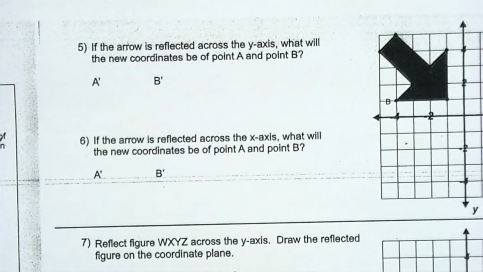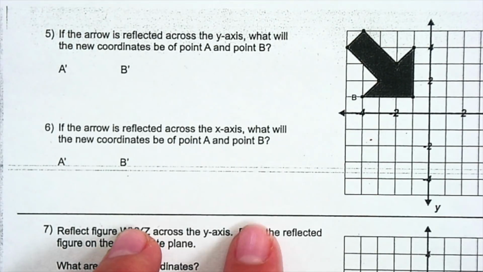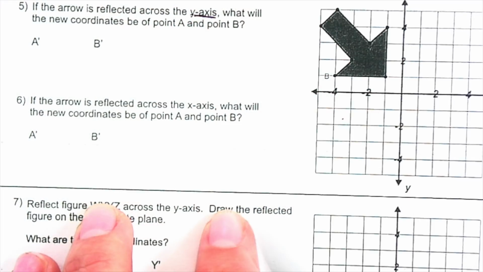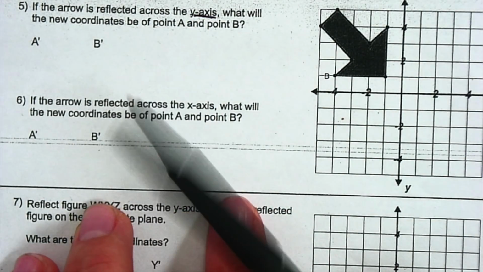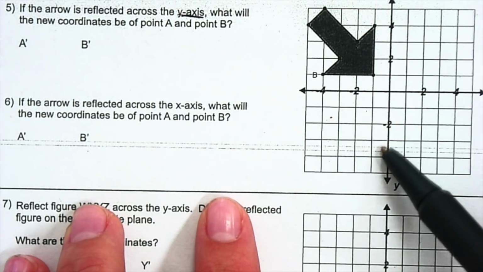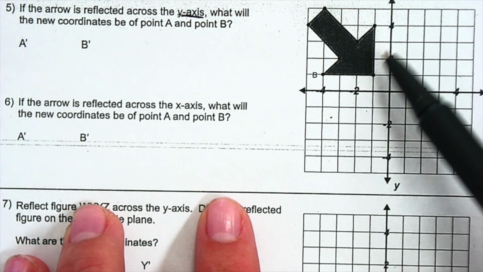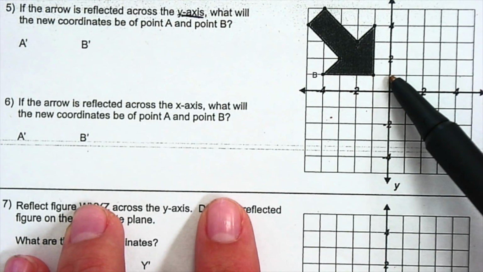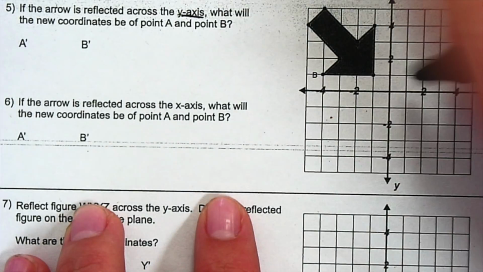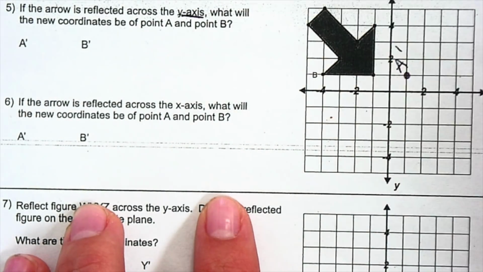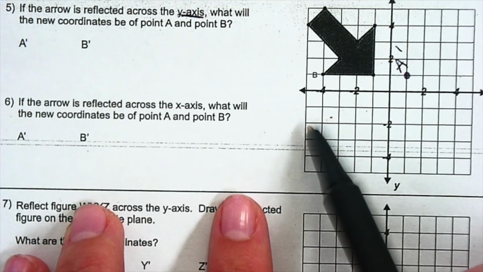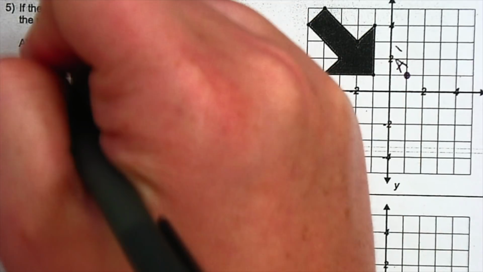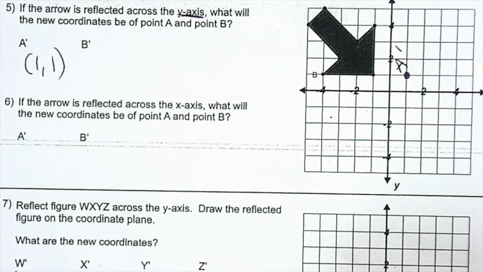So let's go ahead and look at number 5. It says, when we reflect over the y-axis, where would you find point A and B? So again, we're looking for the y-axis. So this is A. So we go over 1, over 2. So that's going to be A prime. So instead of being at a negative 1 and a positive 1, it's at a positive 1, positive 1.